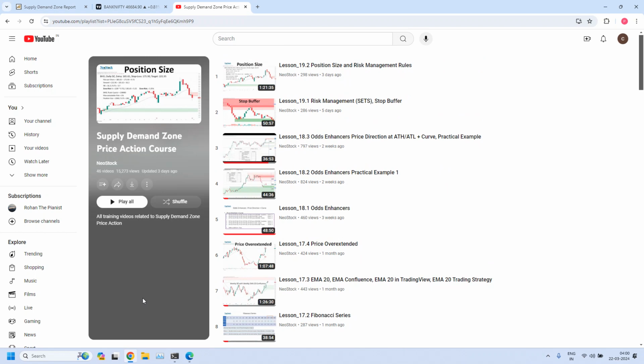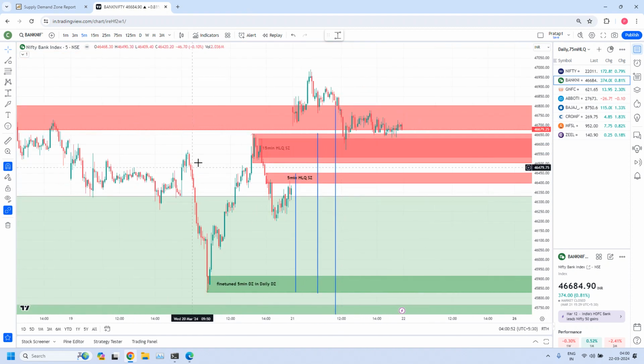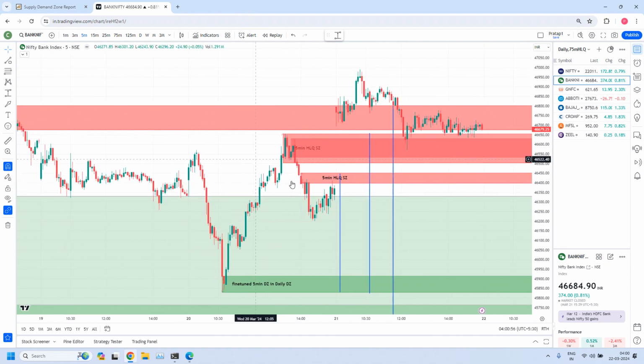Now let's get into the analysis of Bank Nifty with the help of the supply demand zone chain. If you look into our yesterday's analysis, there were all major changes. See here, this is the range, the first available range. This is the second available range. And this could be the next level. All the ranges are wiped out, just like that.